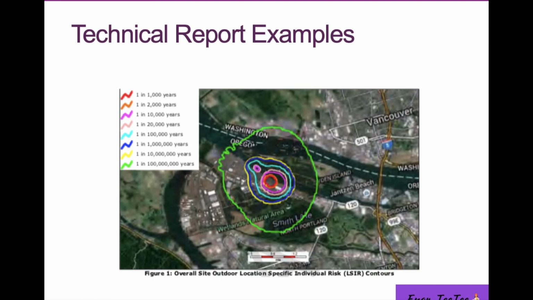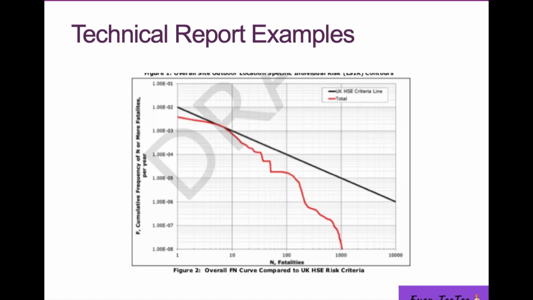So if you're looking for indoor location specific individual risk contours, for example, you know that this is not what you're looking for. If you're looking for something specific to one type of component or the other, you know that this is not what you're looking for. But if you're looking for overall site outdoor LSIR contours, you know that this is what you're looking for. So it's important. It's also like a signpost, if that makes sense.